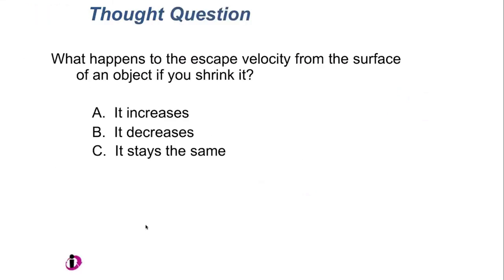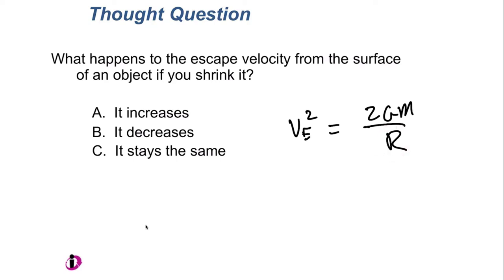Okay, here's a thought question for you. What happens to the escape velocity from the surface of an object if you shrink that object? Let's think about the formula. Escape velocity squared is 2 times G times M divided by r. If you make an object smaller, what are you doing? You are only changing this radius variable, right?